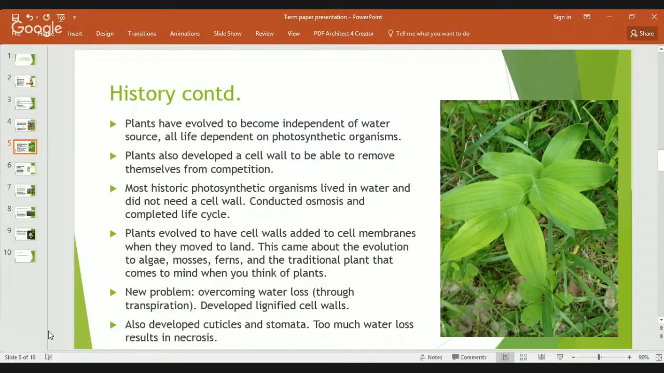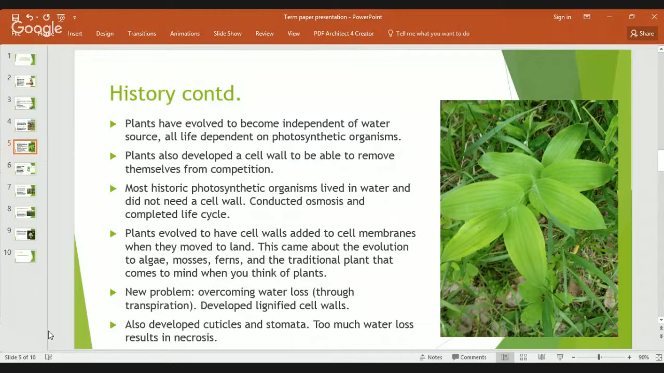So there's many reasons for this. Like I said before, the protection, and then they could grow taller. And then there's a new problem with these new cell walls: overcoming the water loss, because before, these cells were just in water and they did osmosis.